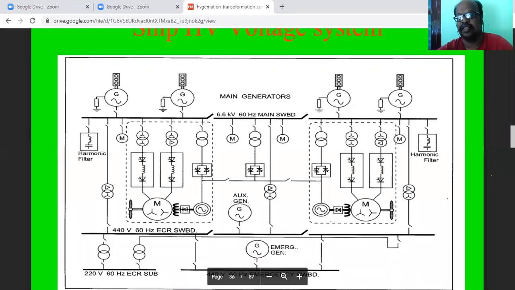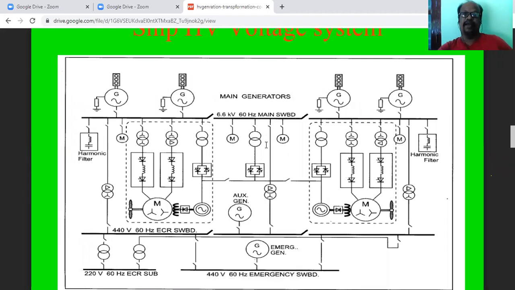Some emergency situations arise because they may not know where the icebergs will be, especially in the cold region. Suddenly, if the ship is exposed to that situation, we have to generate additional power. For that only, the emergency generator is there. That is with 440 volt 50 hertz. Of course, that can be connected using a transformer.